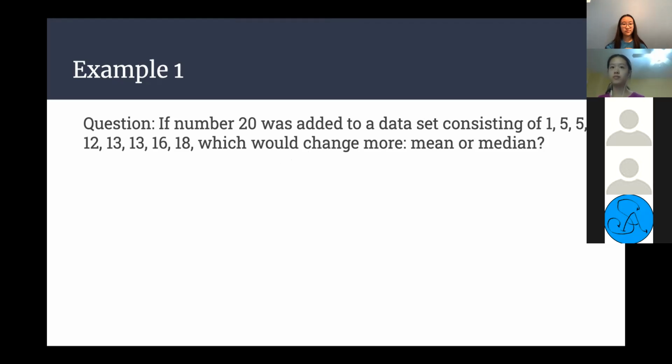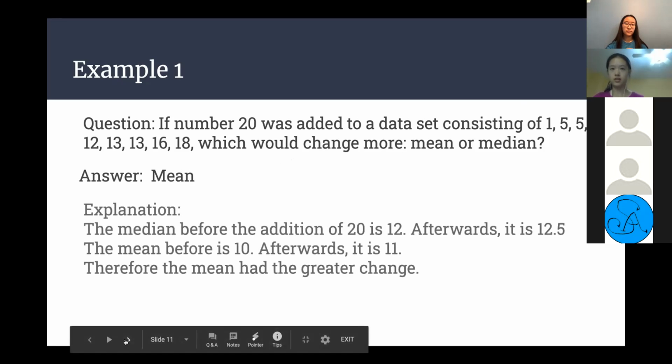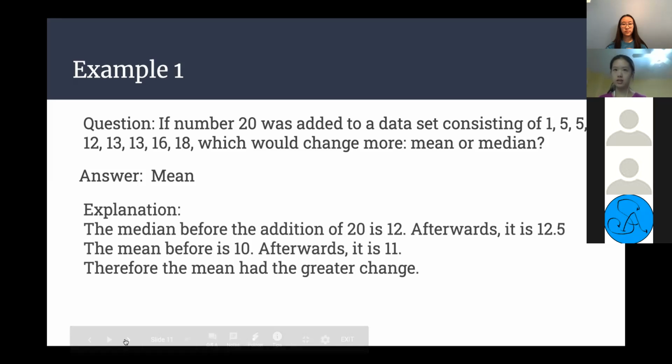Sure. So the answer would be the mean. And that's because the median before adding the number 20 was 12, but afterwards, the median would be 12.5. The mean before we added 20 was 10, and after that it was 11. So therefore the mean had the greater change.